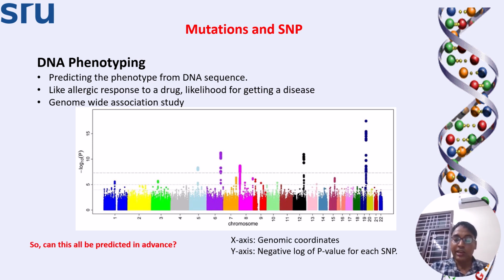All this can be predicted in much advance. Even before a baby is born, we can predict the entire SNPs, all the possible diseases coming up in the baby, right in the fetus itself. In the mother's womb itself, we can predict all this.